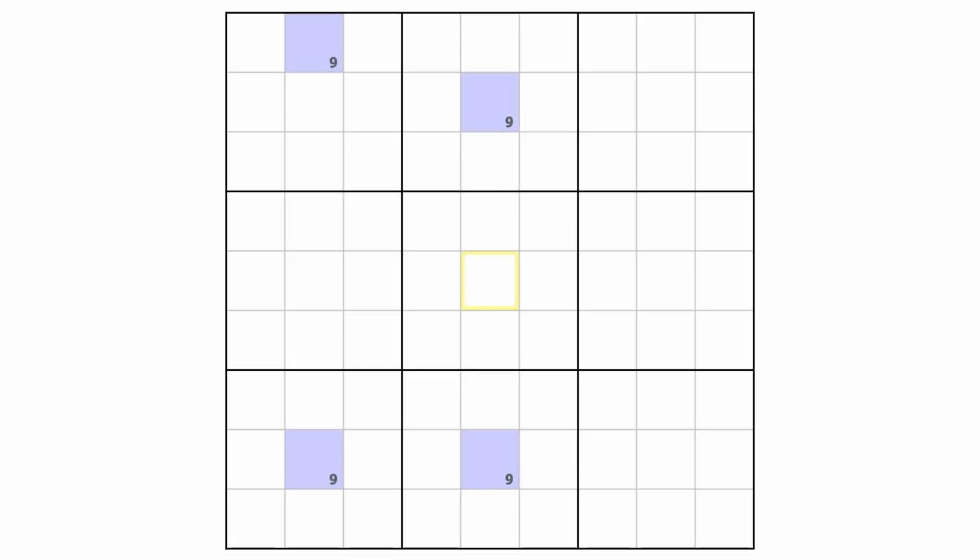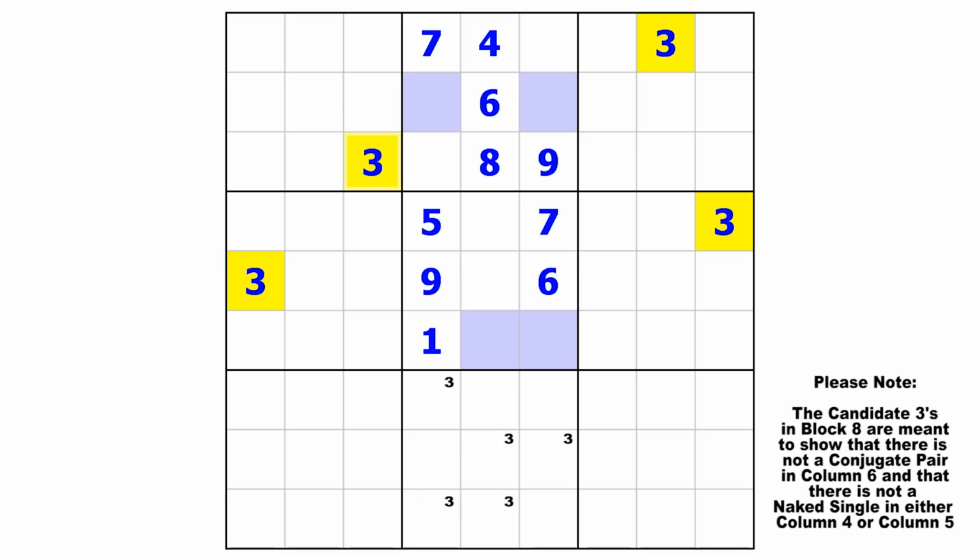The 2 candidates in a conjugate pair must always see each other, so they must always be in the same house, and if they are on a diagonal, they must be within the same block. So a crooked X-wing is always going to be in only 2 blocks and in only 1 chute, like this. Alright, so that is a crooked X-wing. The other variation looks like this.